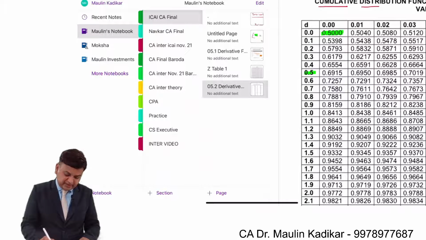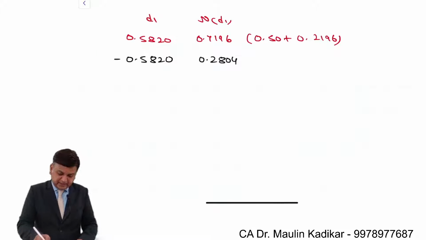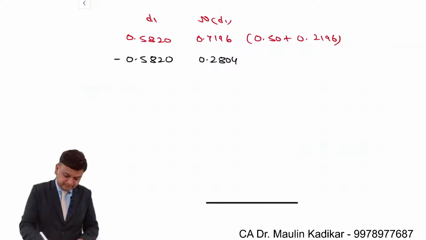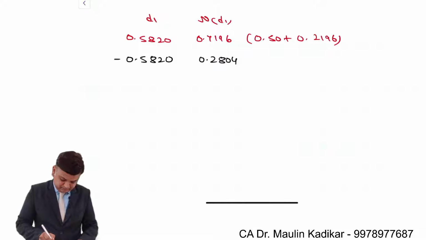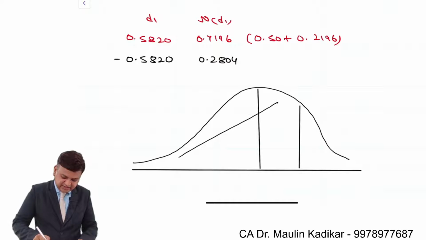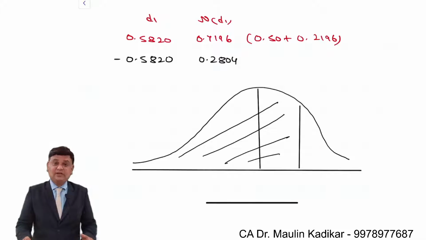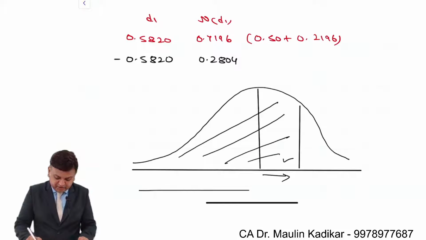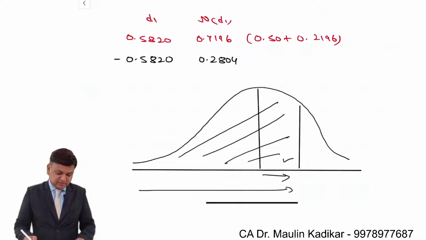Why? Because you are provided with the cumulative value. Cumulative value stands for directly this area is provided to us, which we require, not this area. So if it starts from 0, from here onwards the reading is there, and if it starts from 0.5, then from here onwards the reading is there. This is what you have to understand.